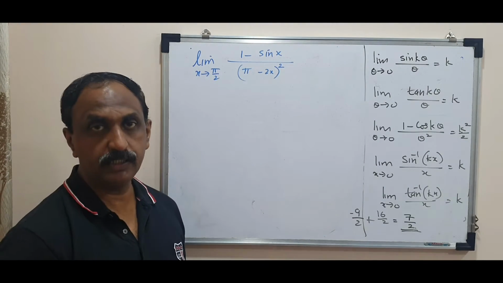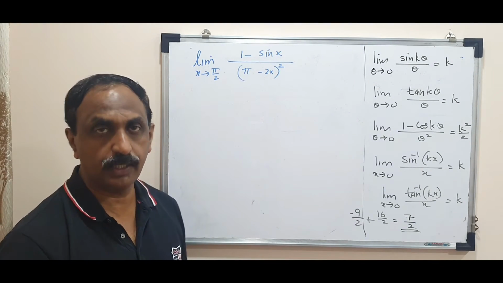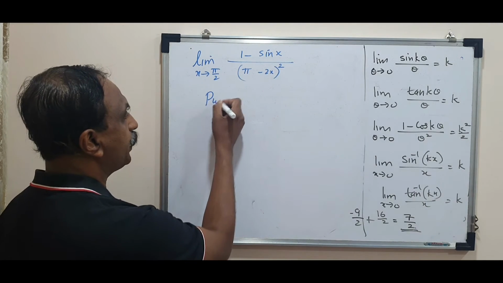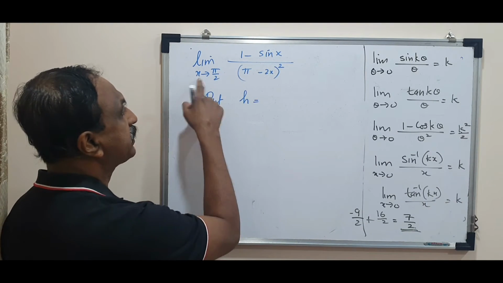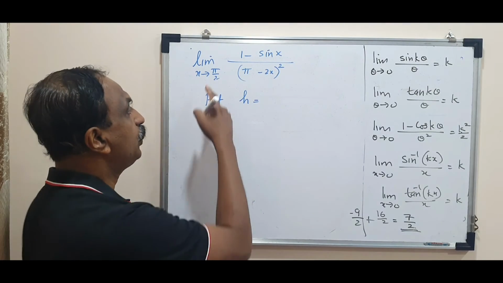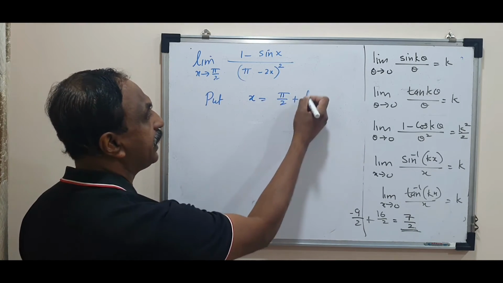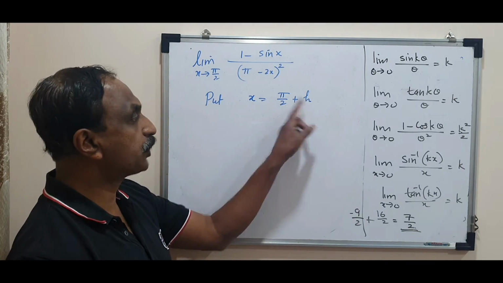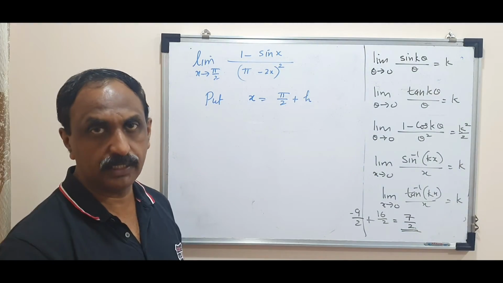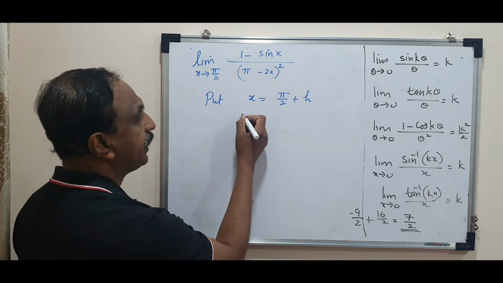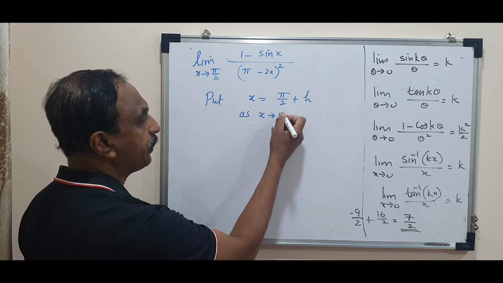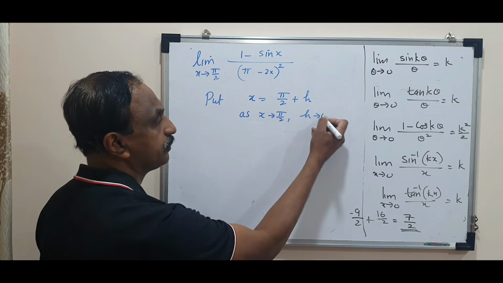First I'll show both the methods so that whichever is convenient for you, you can apply. Substitution method: what you do is put h as x is tending to pi by 2. So the value of x is a little more than or a little less than pi by 2. If h is positive, a little more. If h is negative, a little less. Whatever said and done, as x is tending to pi by 2, h will tend to 0.